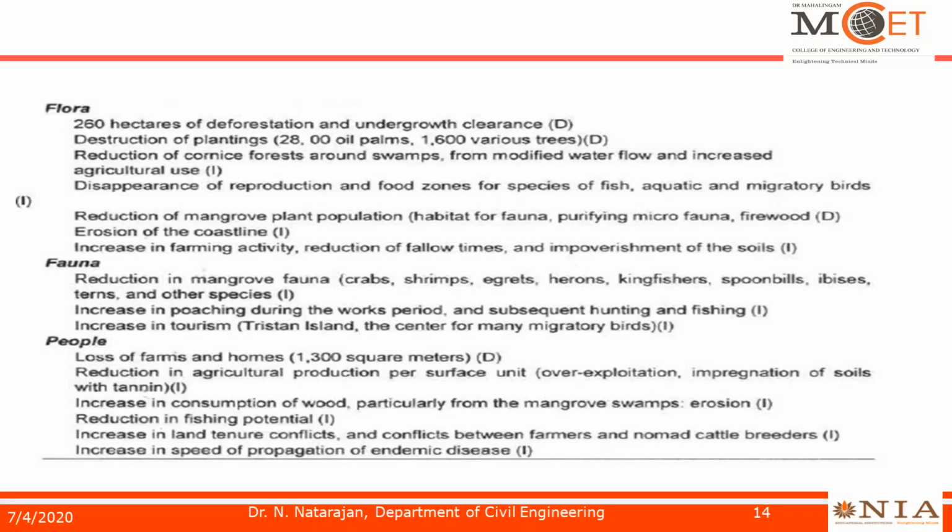Increasing the farming activity, reduction of fallow times and impoverishment of soil is an indirect impact. Coming to the fauna, reduction in mangrove fauna, right, is an indirect impact caused due to some direct effect. You have an indirect effect, which is reduction in the fauna. Increase in poaching during work periods and subsequent hunting and fishing is an indirect impact. Why? Because the direct one is the removal of the forest, destruction of the forest. So indirectly what happens is that animals don't have any habitat, so this results in increase in the poaching of the animals, right? Subsequent hunting of animals.